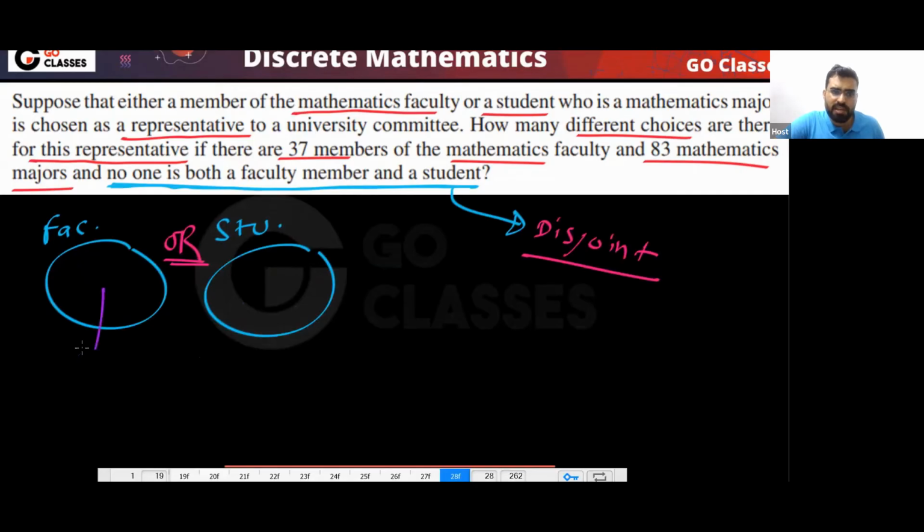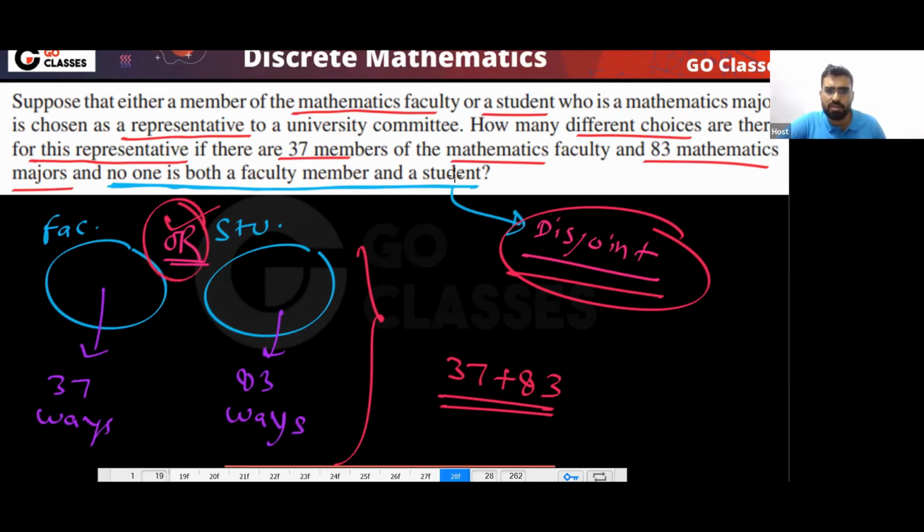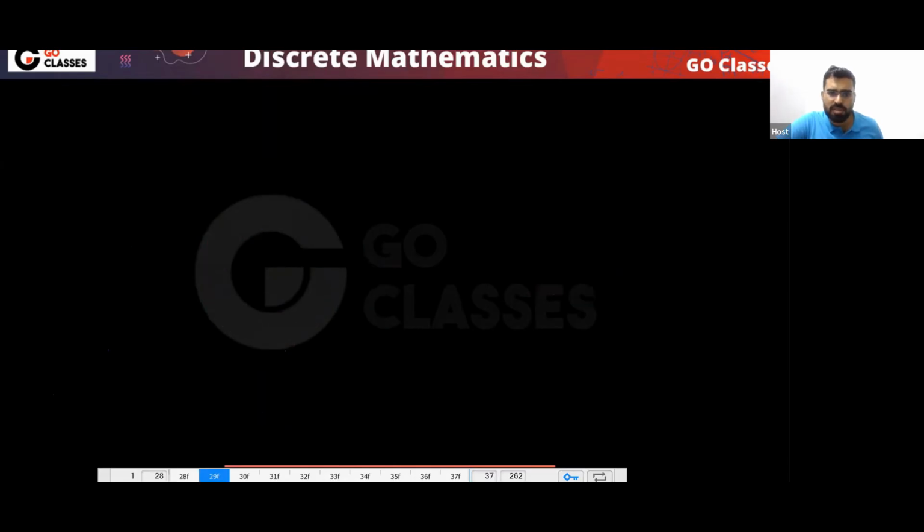So either you can select faculty, or you can select a student. If you select a student, there are 83 ways. If you select faculty, there are 37 ways. So you can notice, either you can select faculty or you can select a student, and they are disjoint. So finally the answer will be 37 plus 83, because the disjoint condition is satisfied and the "or" condition is also satisfied. So this summation rule is very simple.